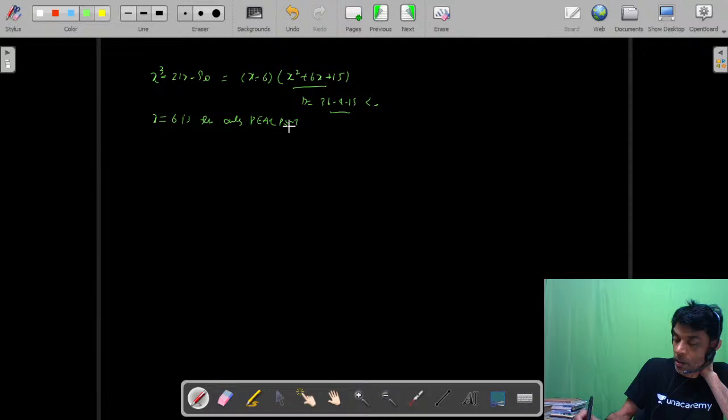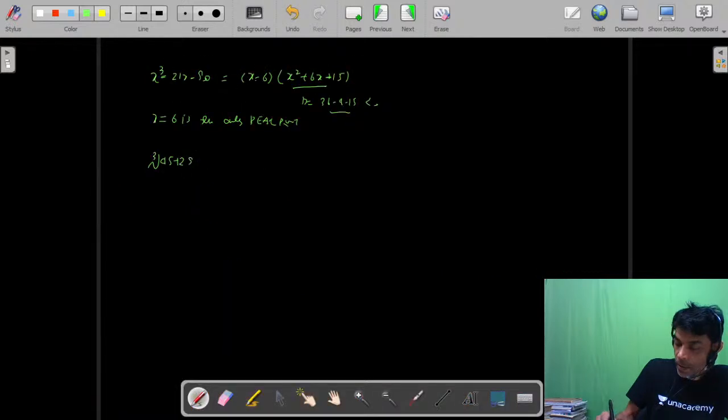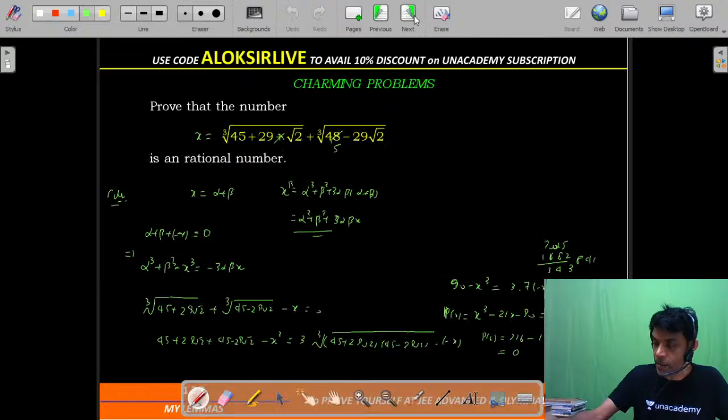And so the value of this expression, which looks like a sum of two irrationals, cube root of 45 plus 29 root 2 and cube root of 45 minus 29 root 2, gives you a rational number 6, correct? The part that was not rational is getting cancelled, right? So we got this one, 6. That's a good method. Okay, let's go to the next one.